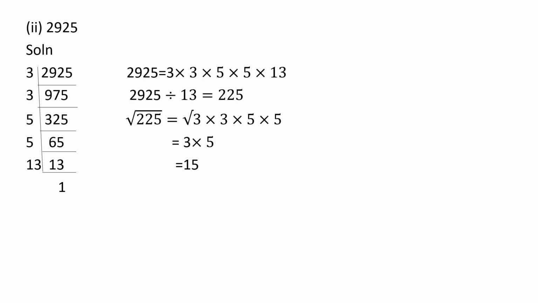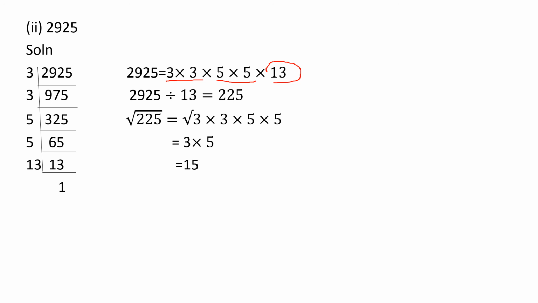The same way. Here 2925 is not a perfect square. So first take the prime factorization. Write down the number, and here 3 you have a pair, 5 you have a pair, but for 13 you don't have a pair. So you will be dividing the given number 2925 by 13. Divide and see.